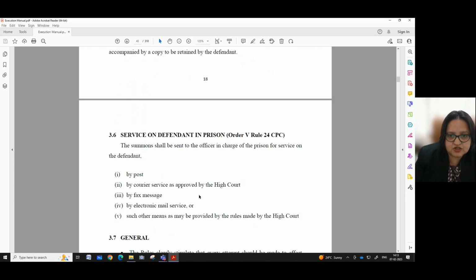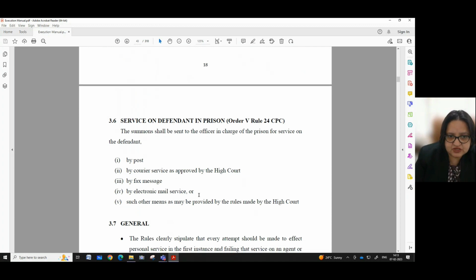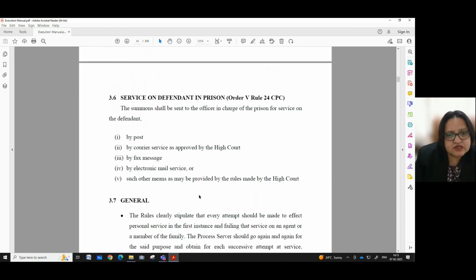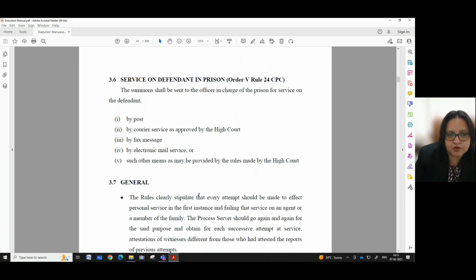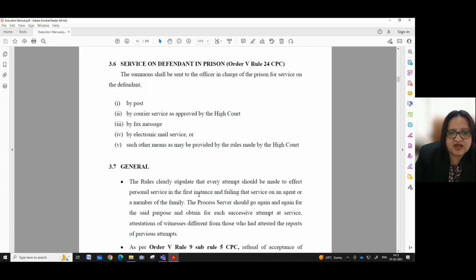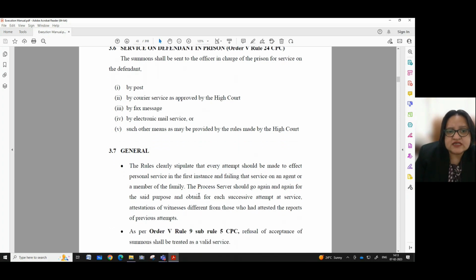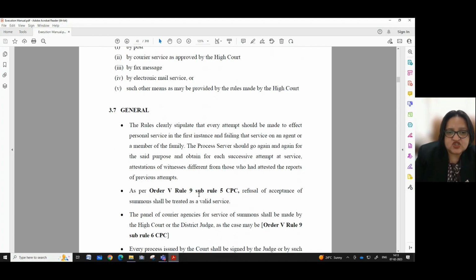Service on defendant in prison, Order 5, Rule 24 CPC. The summons shall be sent to the officer in charge of the prison for service on the defendant by post, by courier service as approved by the High Court, by fax message, by electronic mail service, or such other means as may be provided by the rules made by the High Court. General: the rules clearly stipulate that every attempt should be made to effect personal service in the first instance, and failing that, service on an agent or a member of the family.